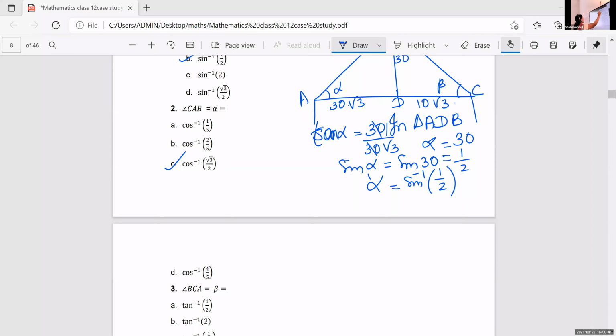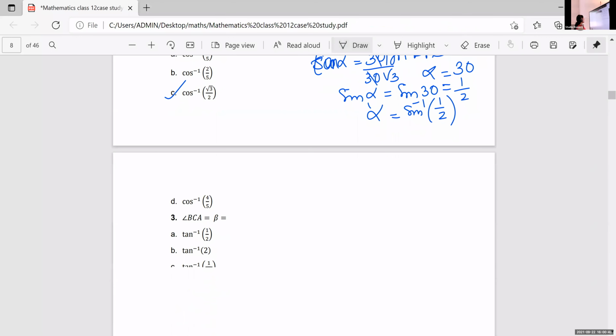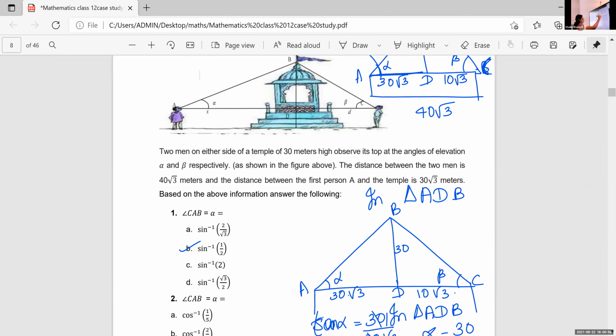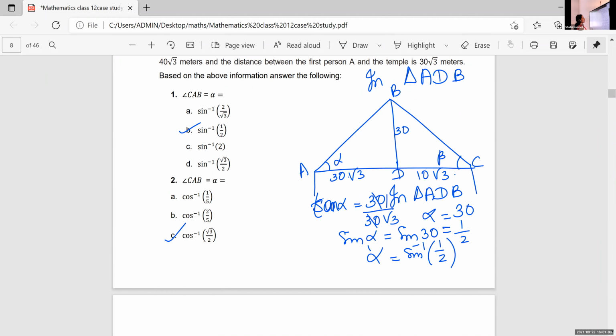Okay, now look at the next one. You are asked to find angle BCA, beta. We want to find beta. So again look into the figure. What is angle BCA? From the figure you find out what is BCA.